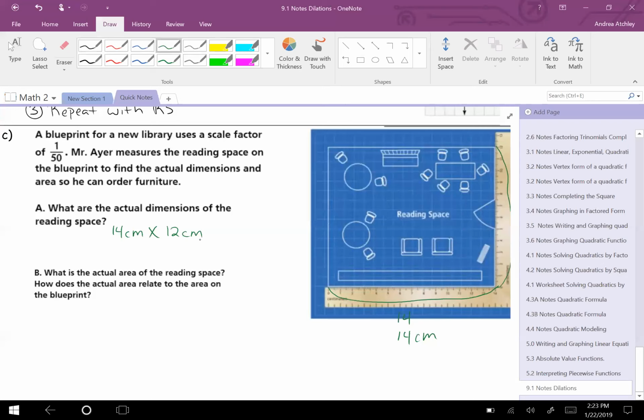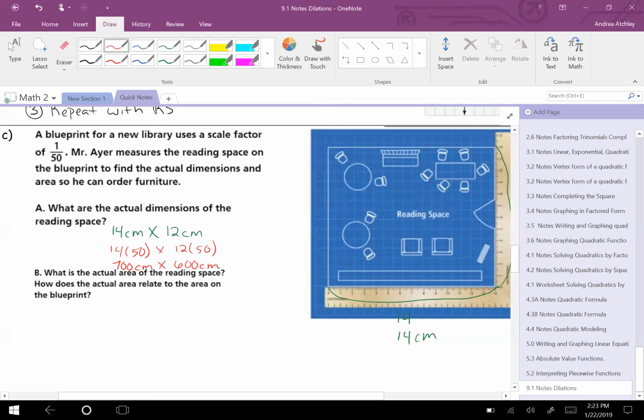Okay, Maddie, what did your group say? Very good. Our scale factor is 1/50, so that's how small the blueprint is. So to make it bigger, we'd have to multiply by 50. So we're going to do 14 times 50 by 12 times 50. 14 times 50 became 700 centimeters. 12 times 50 is 600 centimeters.